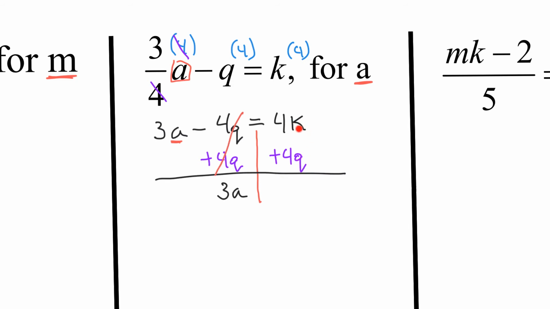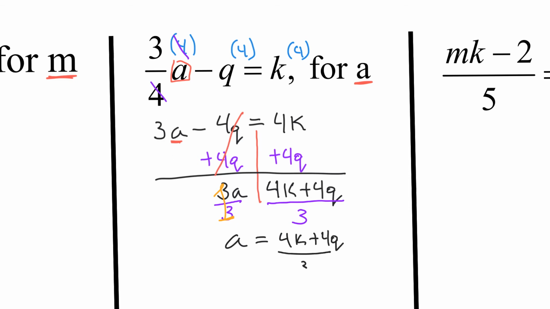And just be careful with the variables on this side. The 4k and the 4q are not like terms, so you're going to put them side by side. In alphabetical order, k is first, so 4k plus 4q. And the last step is you want to get rid of this number next to the a. So you are going to divide by 3. And you divide the whole thing by 3 over here. So this turns into 1. We don't need it. A equals 4k plus 4q over 3 is the answer.